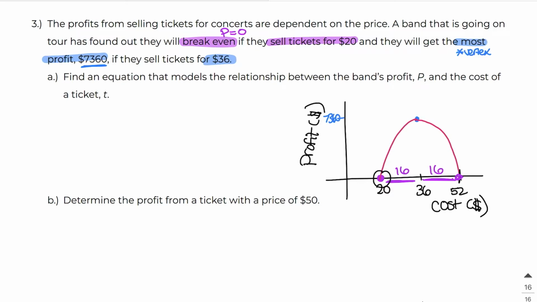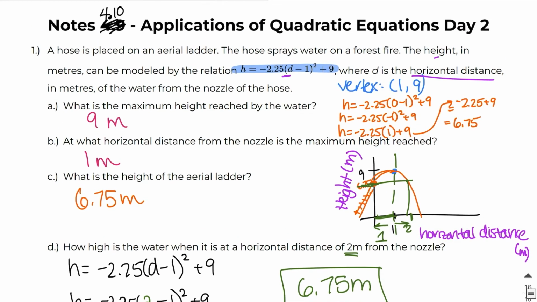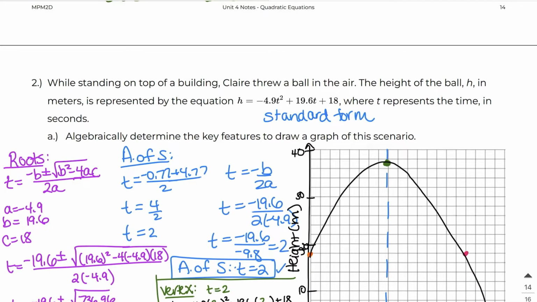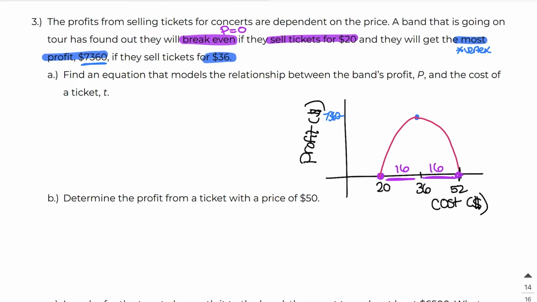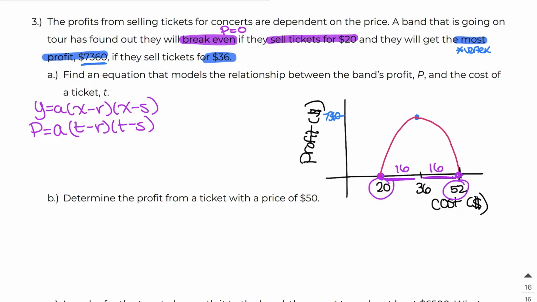Which means that I've got a bunch of key features. I've got two different roots, and I also have my vertex right here. So now, because the first question was in vertex form, the second question was in standard form, I want to find the equation of this in factored form. I have the roots, so I can use factored form. So factored form is y equals a times x minus r times x minus s. However, instead of y, we're going to use p. And instead of x, we're going to use t for the cost of a ticket. Okay, and we know that our two roots are at 20 and at 52. So here I'm going to say P equals A times t minus 20 times t minus 52.